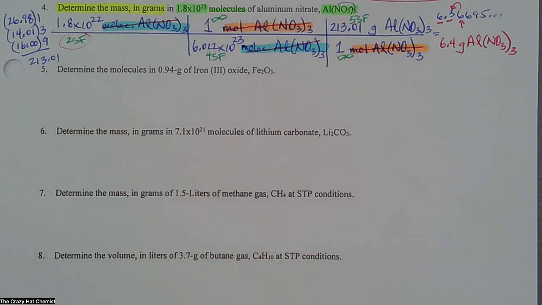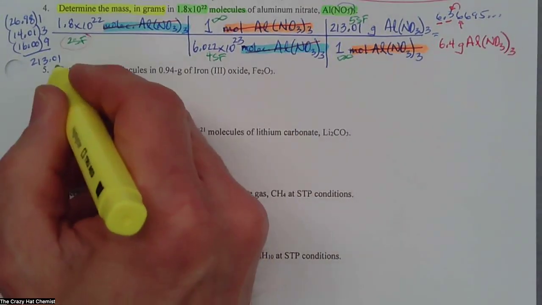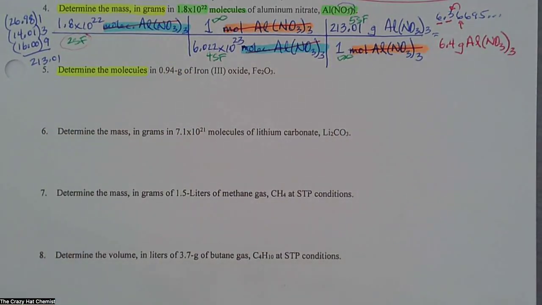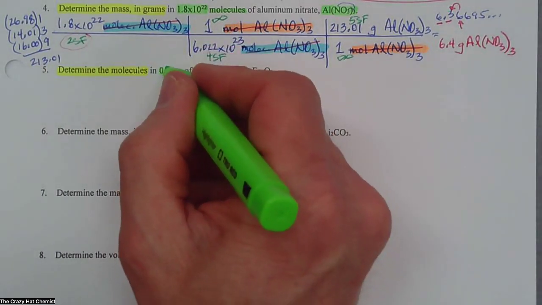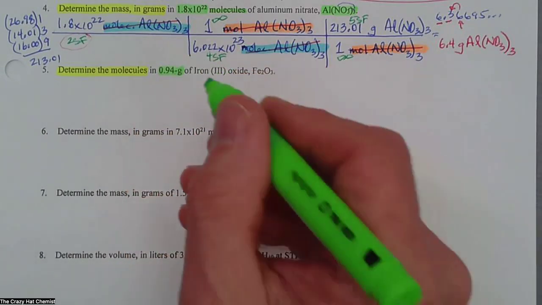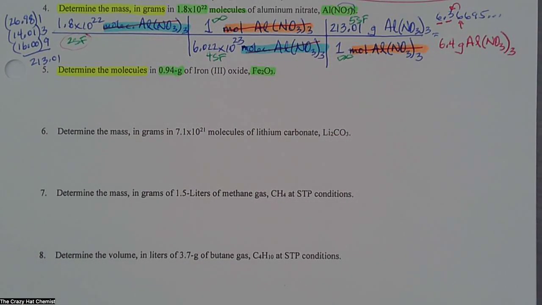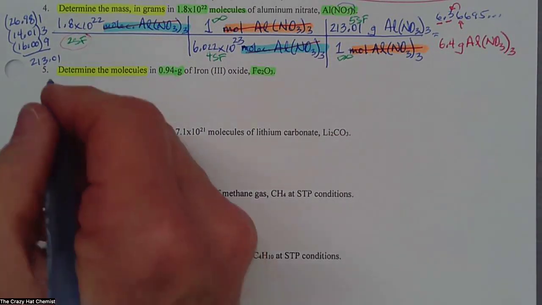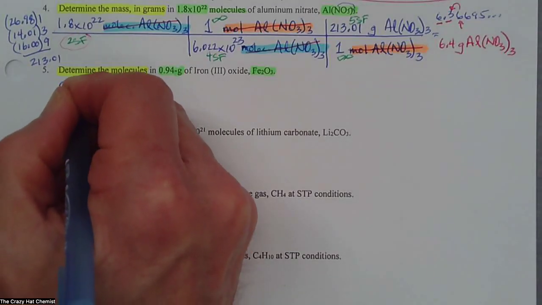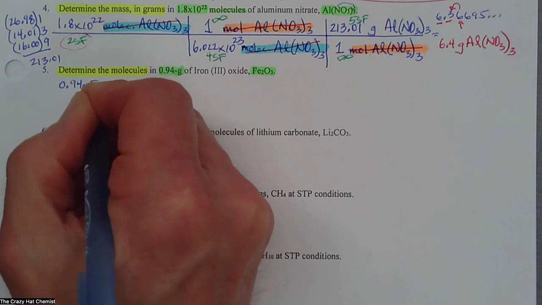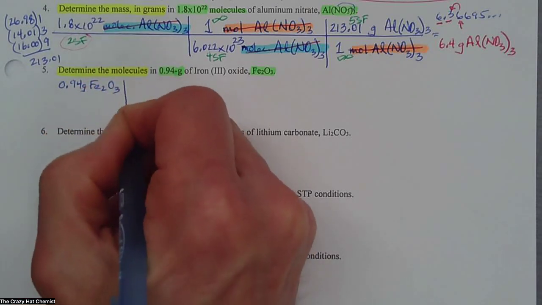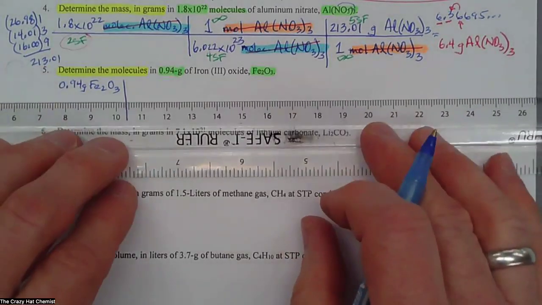So this next problem, it says, determine the number of molecules. So I'm going to highlight that right there. And then what do I have? It says here's a number, 0.94. There's my number. My units are grams, and it is iron 3 oxide. And there's my formula, Fe2O3. So again, as always, I'm going to start off with the number, units, and formula, 0.94 grams of Fe2O3, vertical stop, and then a horizontal section here to go to molecules eventually.